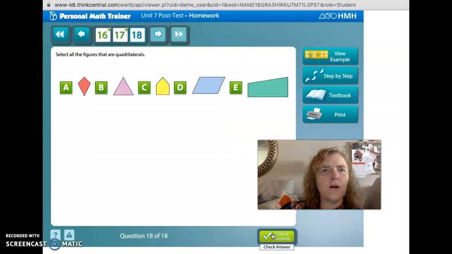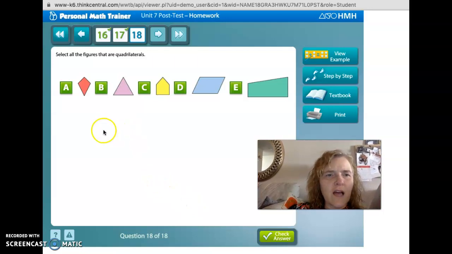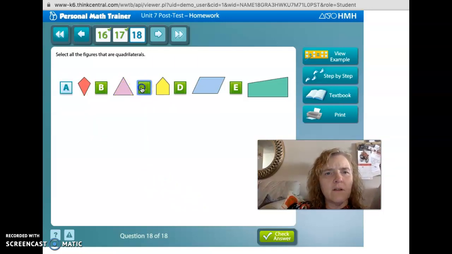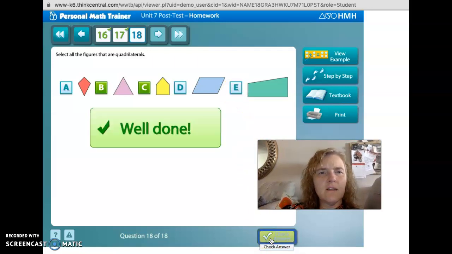And the last one. Got to hurry. Select all the figures that are quadrilaterals. 4-shaped, triangle, pentagon, quadrilateral, quadrilateral. And we're done.